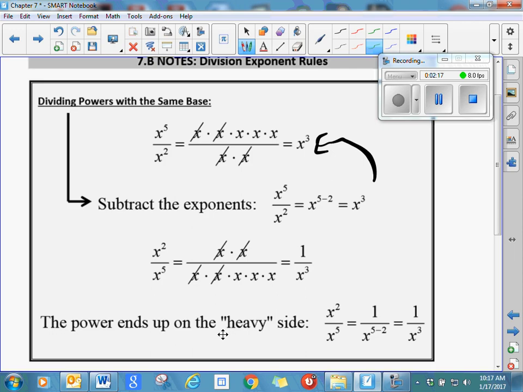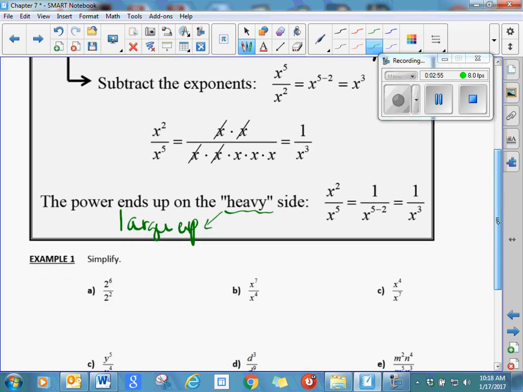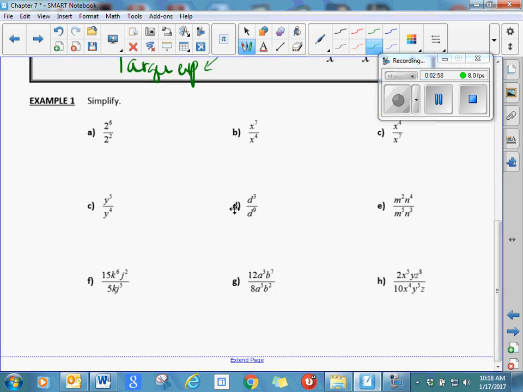So the rule, the way Ms. Jett likes it explained, is that the exponent itself ends up on the heavy side. The heavy side actually means the larger exponent. So in this case, we had x squared divided by x to the 5th. We did the subtraction from the heavy side, 5 being larger than 2. So we put 1 over it. 1 over x cubed is your answer. So this is a good example of how it looks if your exponent is larger in the denominator than in the numerator. All right, we've got a few to do.